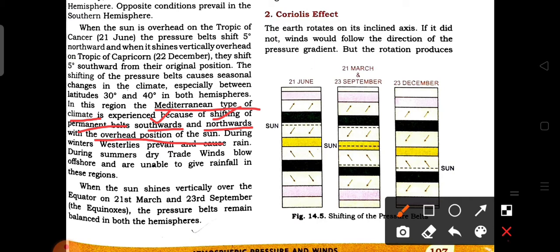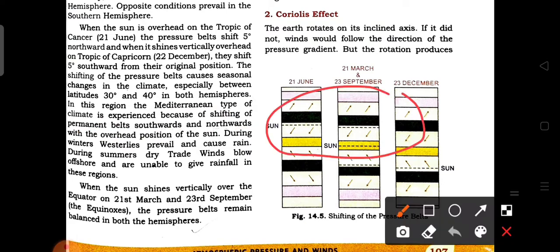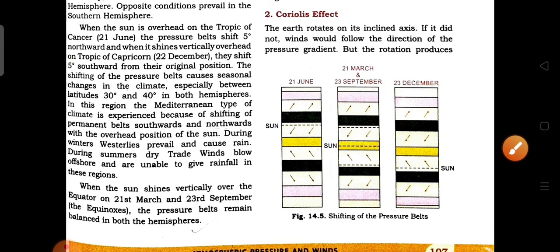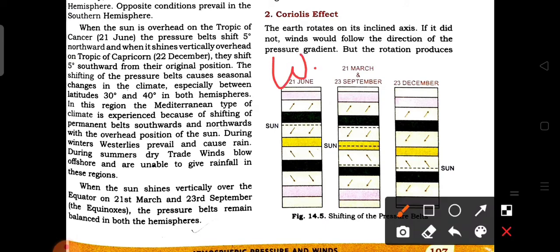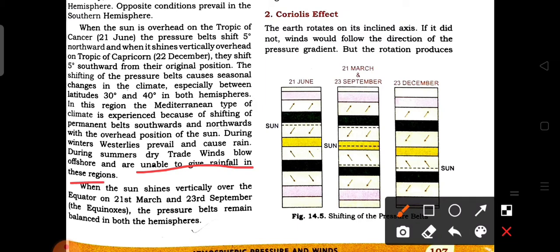During the winter, the westerlies prevail and cause rain in this region. During summer it is dry, as the trade wind blows offshore. As it is blowing offshore, it is unable to give rain in this region. So, this region only gets rainfall from the westerlies.